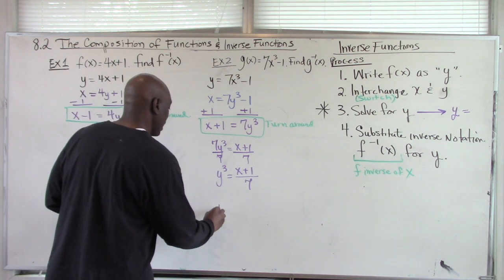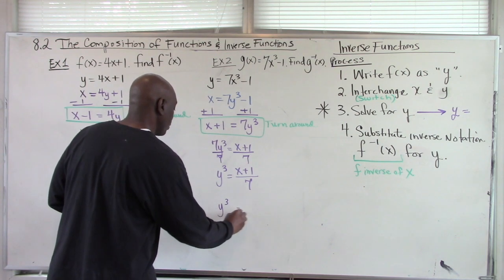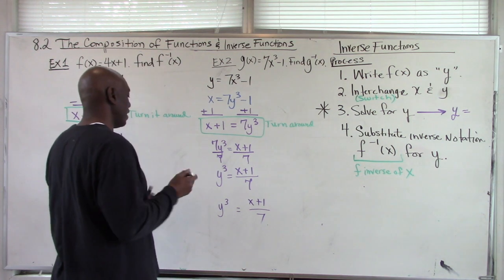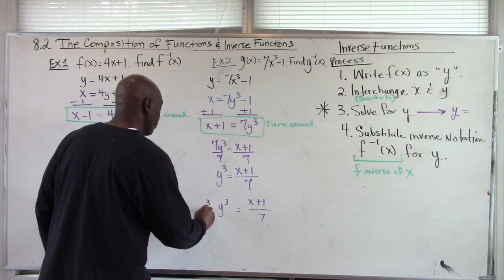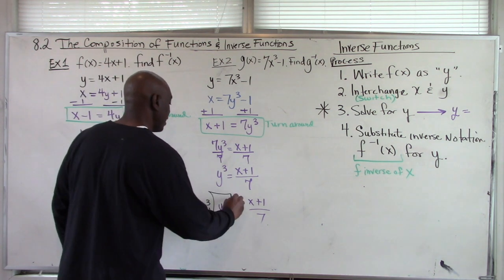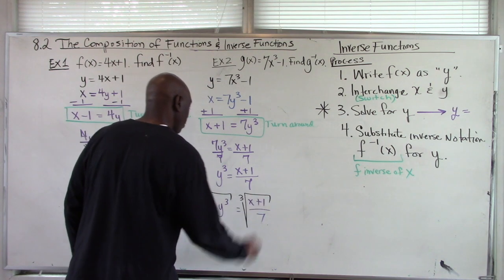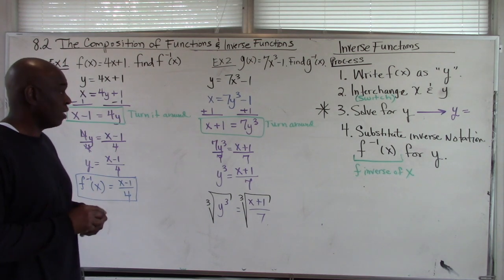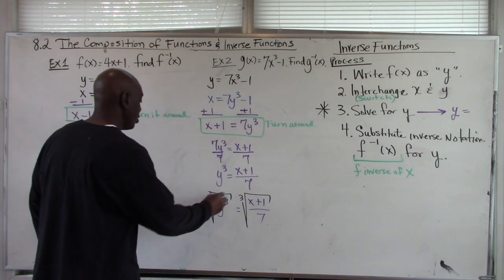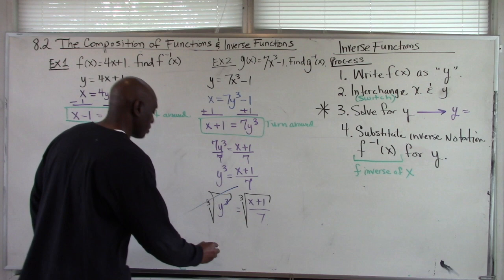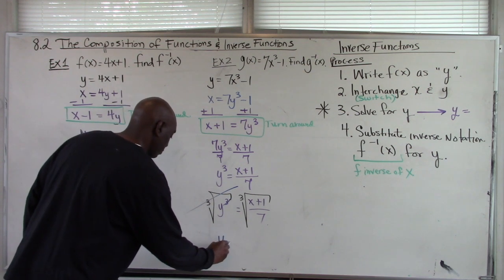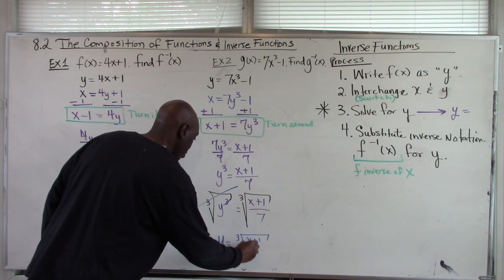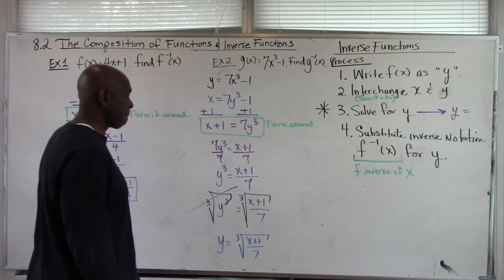So I'm going to have y cubed, which equals x plus 1 over 7. And so I have to cube root the left side and cube root the right side. Got to cube root both sides. And if I do that, the cube root and the cube cancels out. And so y is the cube root of x plus 1 over 7.